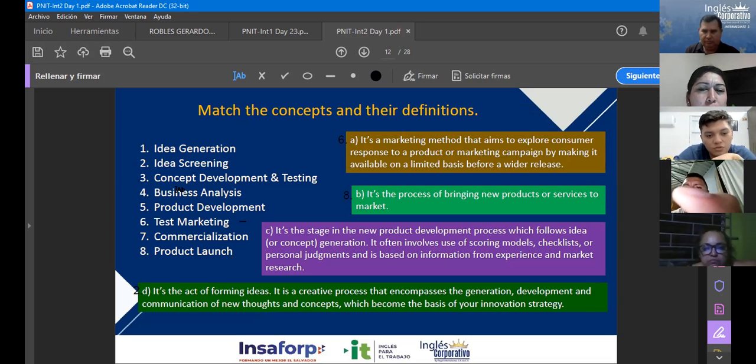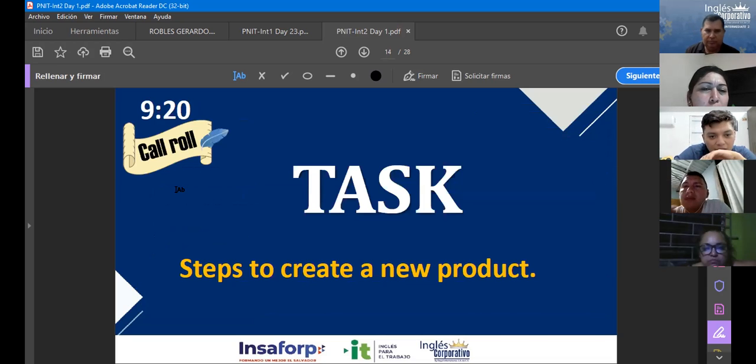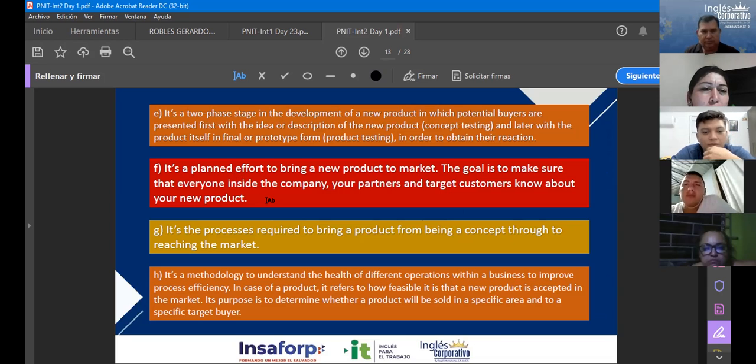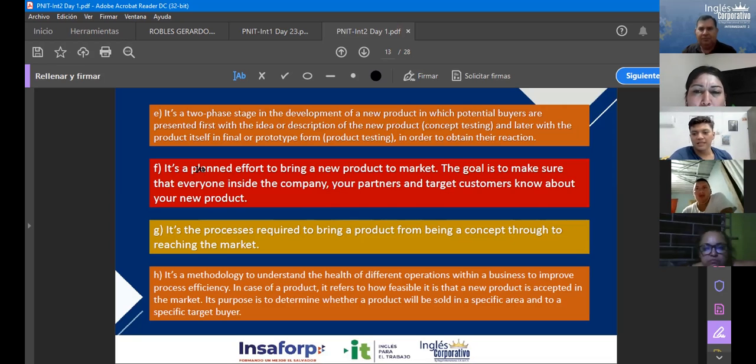Okay. So number seven is going to be letter F. It's a plan to bring a new product to market. The goal is to make sure that everyone inside the company, your partner and target customer know the product. It's like commercialization. Right, I agree.